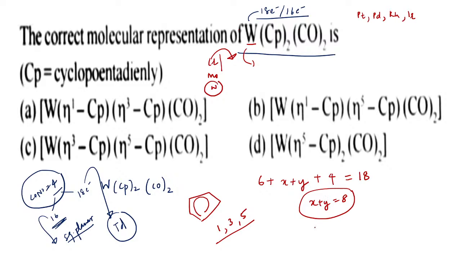So it is only possible when you take x equal to 3 and y equal to 5, so it's 3 and 5. So first of all, we can cancel option A because it's 1 and 3, which is not possible. Then it's 1 and 5, we can cancel this option. Also it's 5 and 5, which is also not possible. So only in option C we have 3 and 5. So the correct answer is option C.